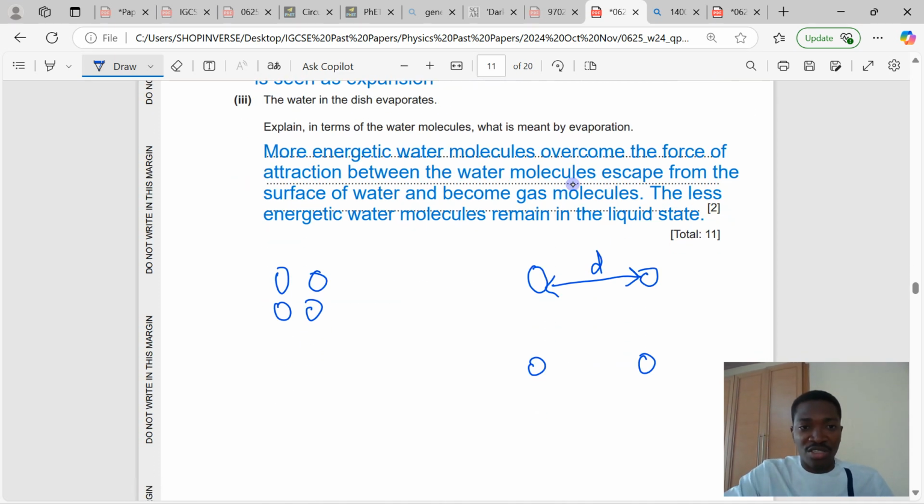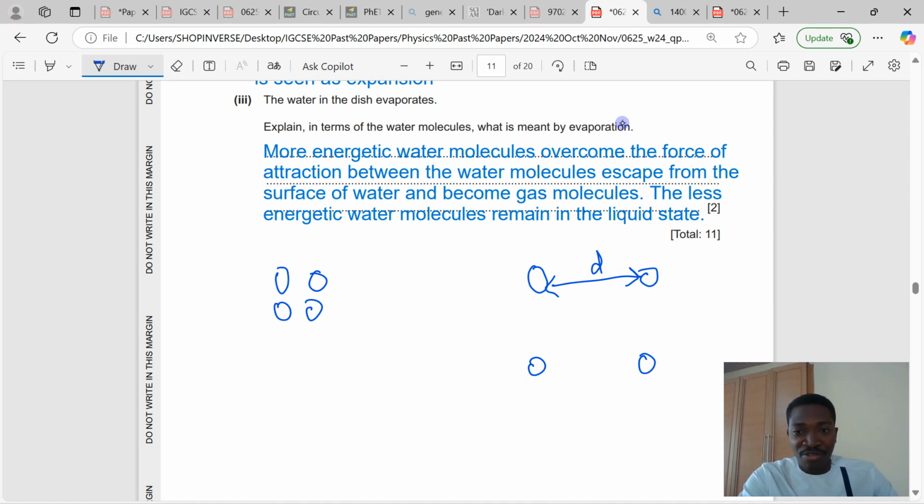The last question here says, the water in the dish evaporates. Explain in terms of water molecules what is meant by evaporation. What happens during evaporation? The energetic particles that are at the surface of the water, what happens? They escape from the force of attraction between water molecules. Once those energetic particles have escaped, what happens? The less energetic particles will be left in the liquid state. Yeah, and that is what causes the decrease in temperature. The energetic particles break off from the force of attraction between water molecules and escape, and they become gas molecules.